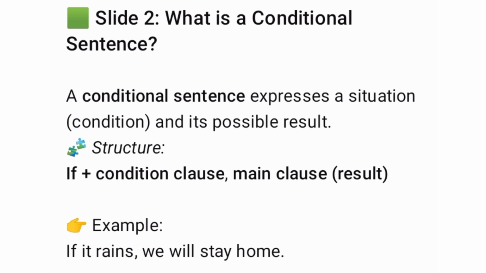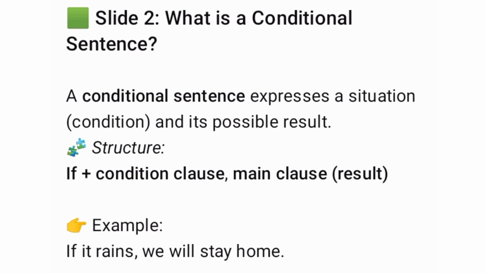I would like to give an example: if it rains, we will stay home. Here, if one condition is met, the possible result follows. If it rains, अगर बारिश होगी, we stay at home. So अगर बारिश होगी, then we will stay at home.